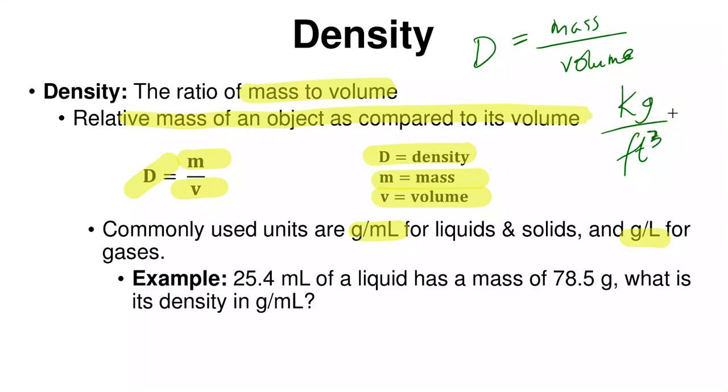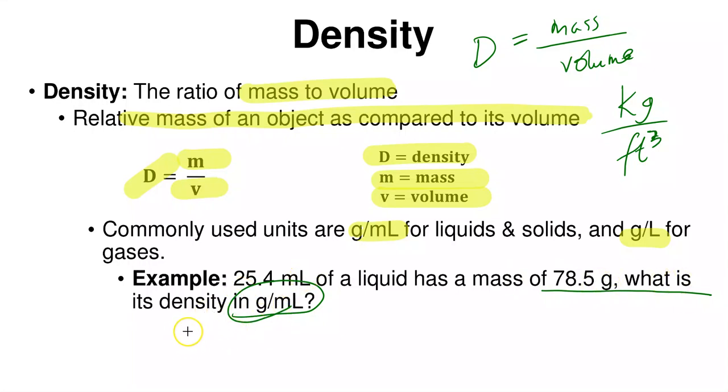It can be in any unit. All right. So far, what you have on top is mass, and what you have below is volume. So let's see an example here. It says, example, 25.4 ml of a liquid has a mass of this. What is the density in grams per ml? Of course, we don't have to change anything because we have grams and we have ml.